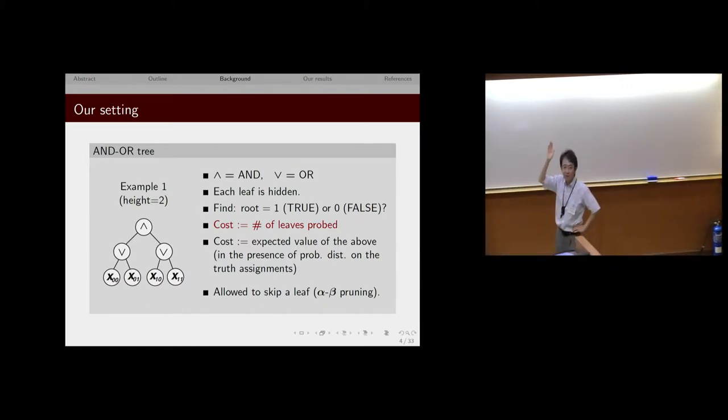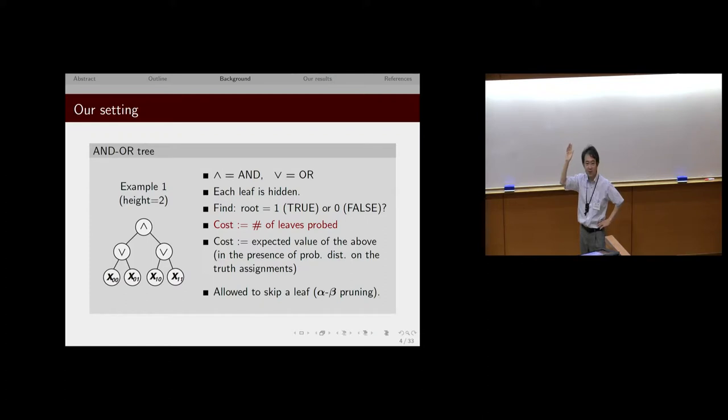Usually the root is AND, but in some situations we can consider the case where the root is OR. But anyway, the AND layer and OR layer alternate. The root is OR or AND, but usually AND. Okay.